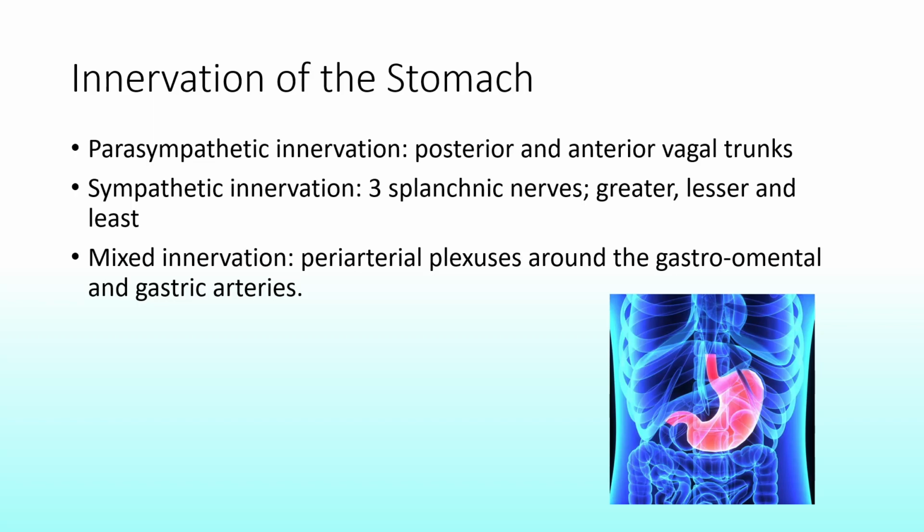Mixed innervation, so it's important to note that mixed innervations are always going to be around blood vessels that supply the organ. So for the stomach, this includes the periarterial plexuses around the gastric and the gastroomental arteries.